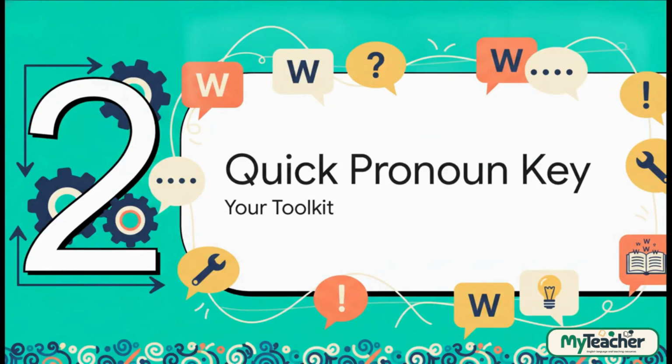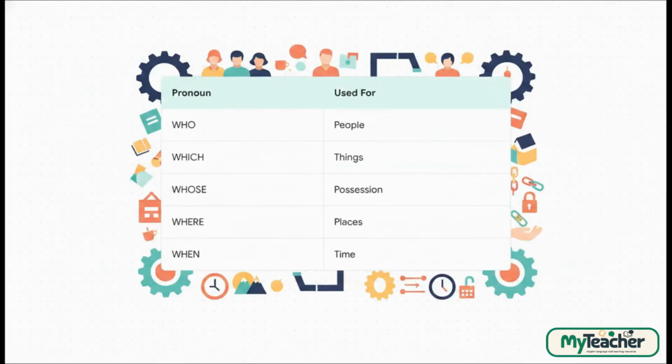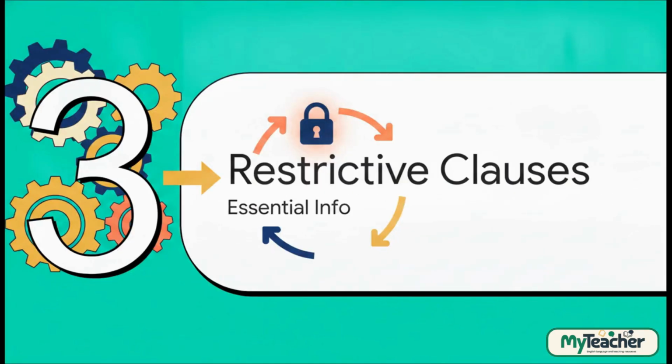Section 2. The quick pronoun key. Your toolkit. Now let's look at the specific pronouns you'll use. Lock these pairings into your memory for exam day, for sure. We use who for people, which for things, whose to show possession, where for places, and when for time. These little words are basically the hinges that seamlessly connect your main sentence to that valuable information upgrade we just talked about.